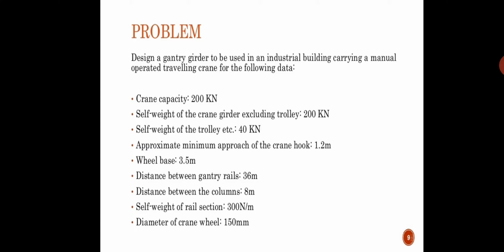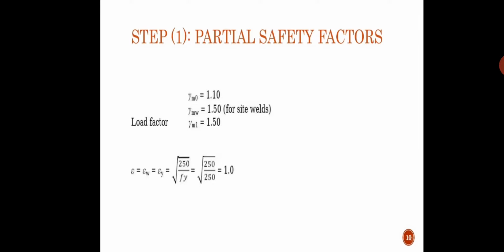Wheelbase 3.5 meter. Distance between gantry girder rails 36 meters. Distance between columns 8 meter. Self weight of rail section 300 Newton per meter. Diameter of crane wheels 150 mm. So our first step, first of all we decide the partial safety factors: gamma m0, gamma mw and gamma m1. Generally in our data we will take 250 grade of steel as Fy, so our epsilon is 1.